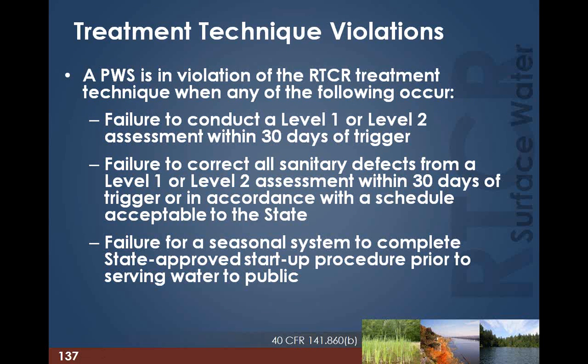What triggers a treatment technique violation? It's any of the following three triggers. Failure to conduct a Level 1 or a Level 2 assessment within 30 days of the trigger. Failure to correct all sanitary defects from a Level 1 or Level 2 assessment within 30 days of the trigger, or in accordance with a schedule acceptable to the state. Failure for a seasonal system to complete state-approved startup procedures prior to serving water to the public. For any of these events, the system would receive a treatment technique violation.